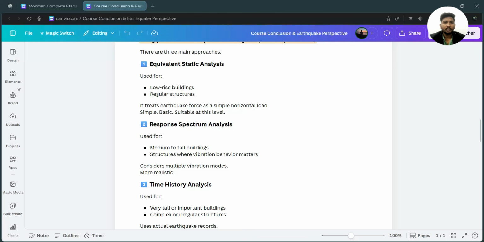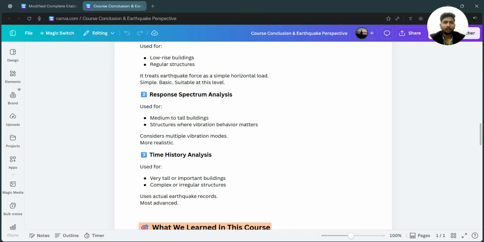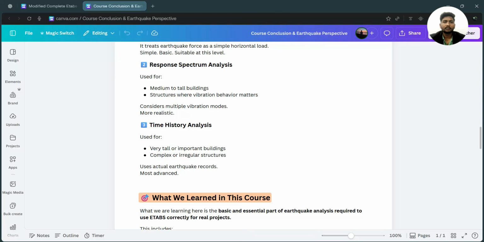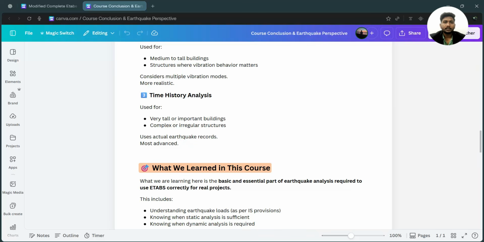So what are the steps? First of all, if the building is smaller in size, we go for the equivalent static analysis. When the building is medium to tall, we go for the response spectrum analysis. And for high rise buildings, that is 30, 40, 50 story buildings or above 20, we go for the time history analysis. This time history analysis is used for very tall or important buildings, complex or irregular structures, and it uses actual earthquake records. It is the most advanced method of all of these.